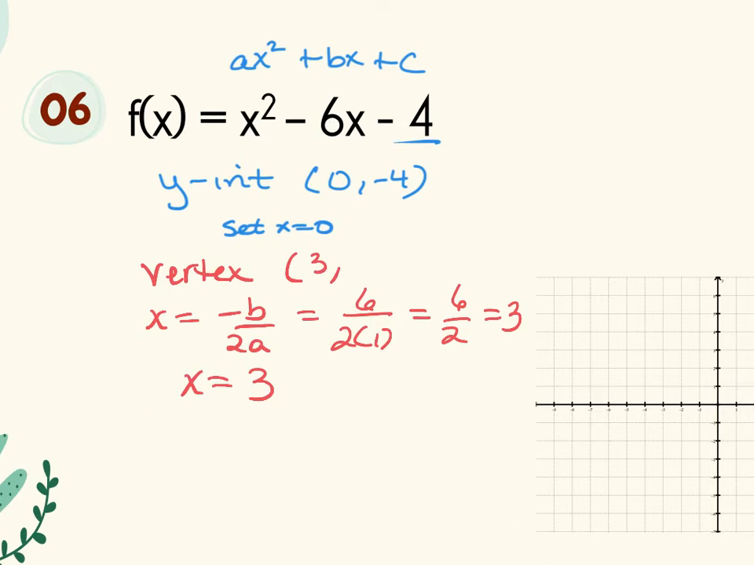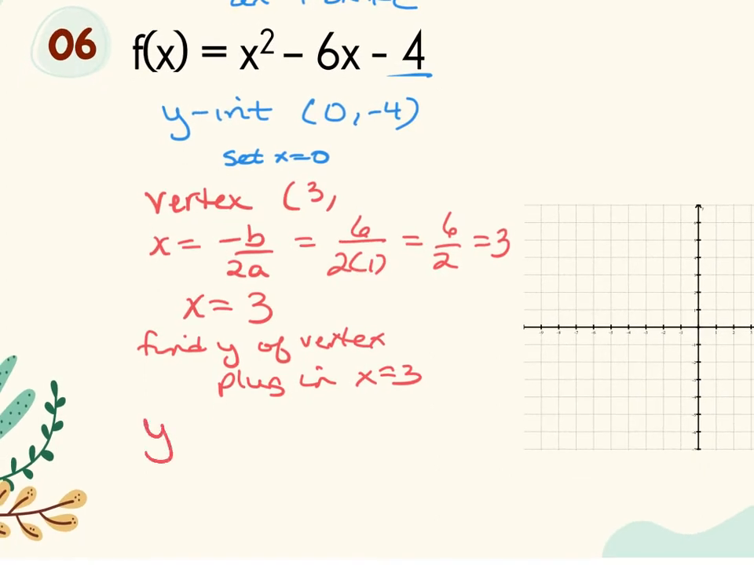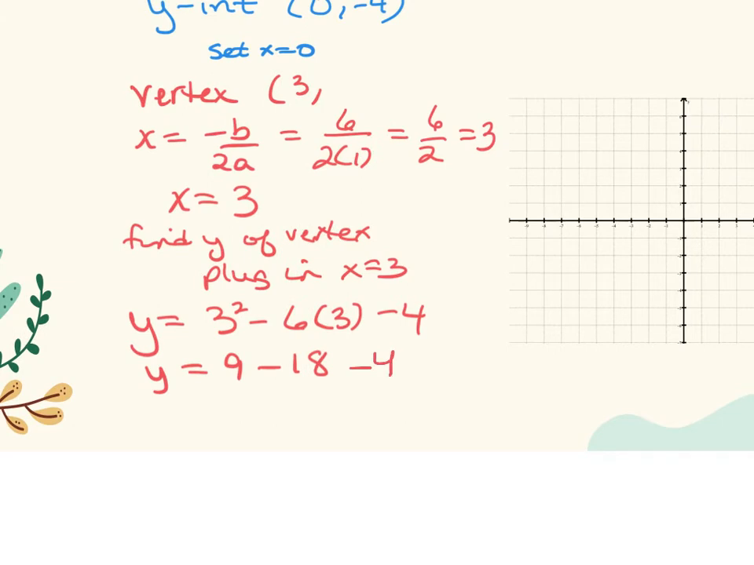Now to find y, now we have to find the y of the vertex. So we're going to plug in x equals 3 to our original problem. So we're going to do y equals 3 squared minus 6 times 3 minus 4. 3 squared is 9. 6 times 3, 18. And then minus 4. Work left to right. Negative 9 minus 4. And y equals negative 13. So this is the y of your vertex.